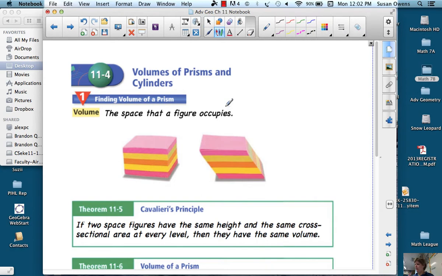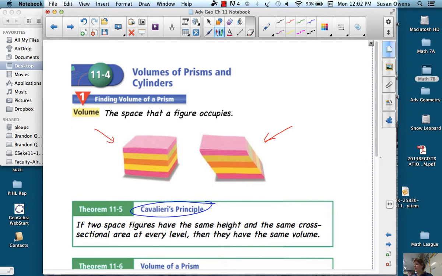The first thing we start out with is volume is the space that a figure occupies. And we're going to use Cavalieri's principle. It says if two space figures have the same height and the same cross-sectional area at every level, then they have to have the same volume. And it's really nice. I like this little sticky note drawing that is in your packet.